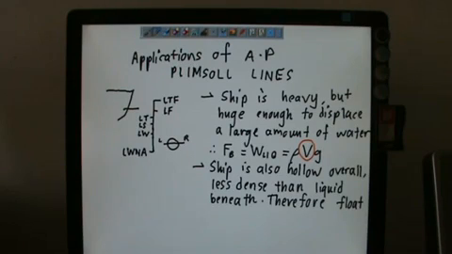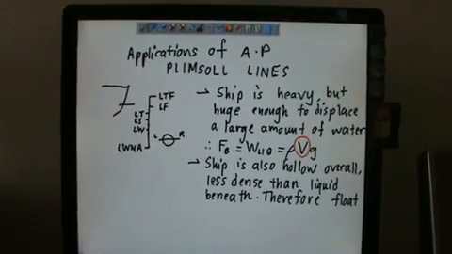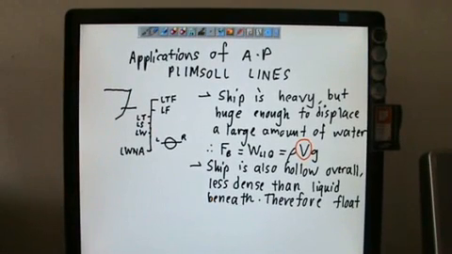Here we have Plimsoll lines built on the side of the ship, and this will help us to identify the areas where the ship goes. Could it be traveling near fresh water or traveling near seawater? And this has something to do with the weight of the ship itself.